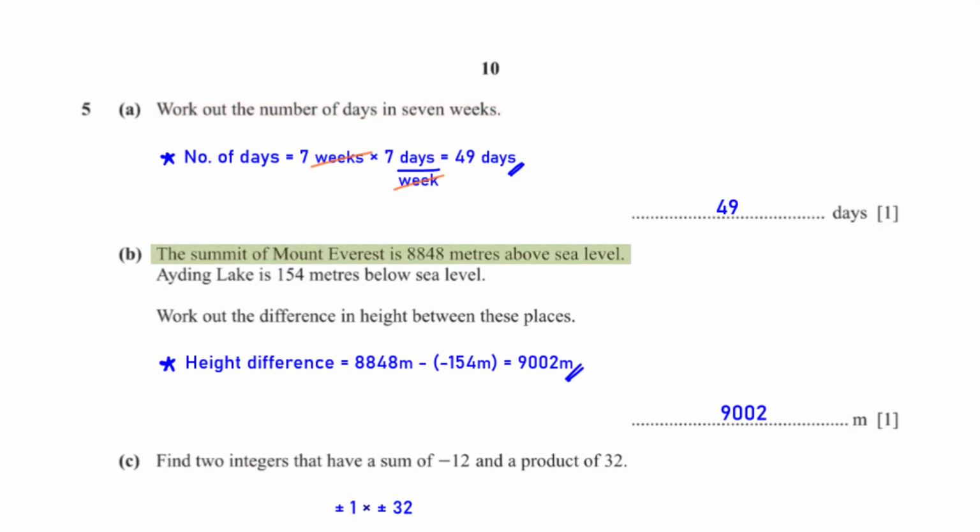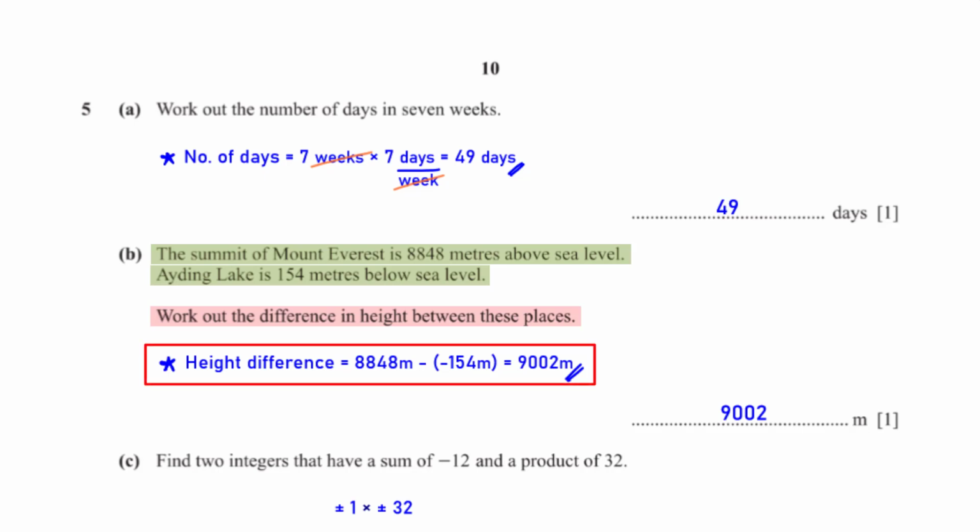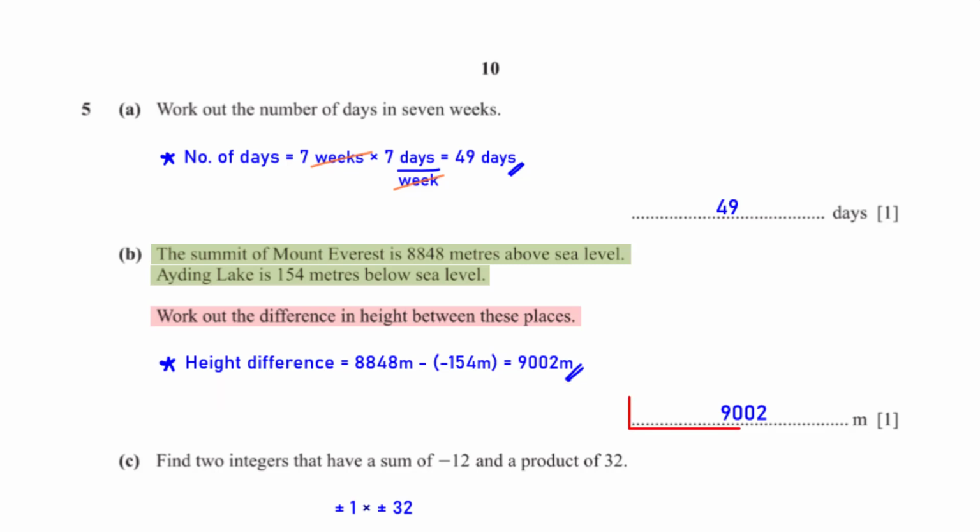The summit of Mount Everest is 8,848 meters above sea level. Iden Lake is 154 meters below sea level. Work out the difference in height between these places. The difference in height is equal to the height of Mount Everest, which is 8,848 meters, minus the height of the lake, which is 154 meters below sea level. So that is -154 meters. This gives us 9,002 meters.